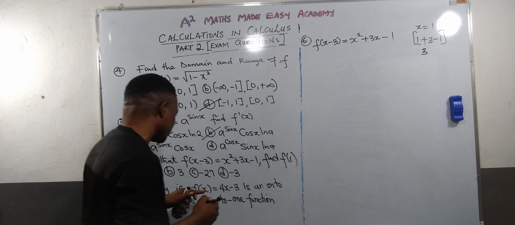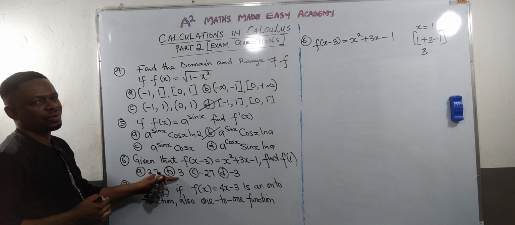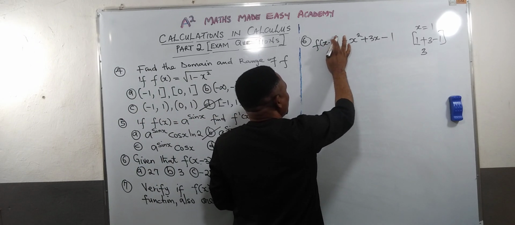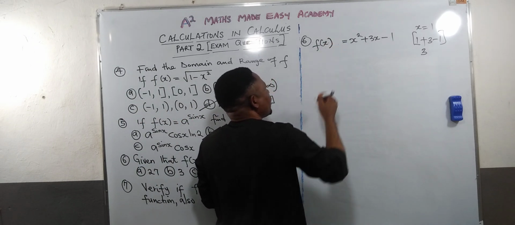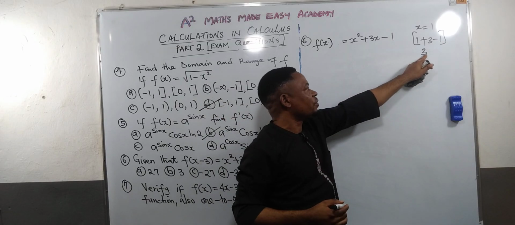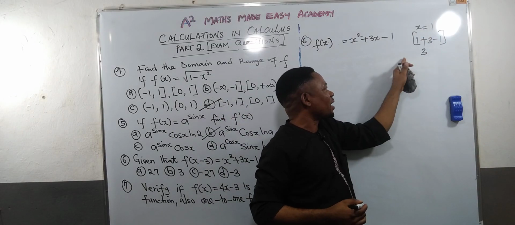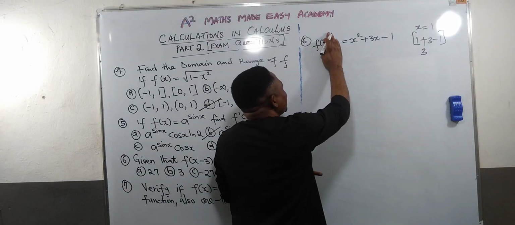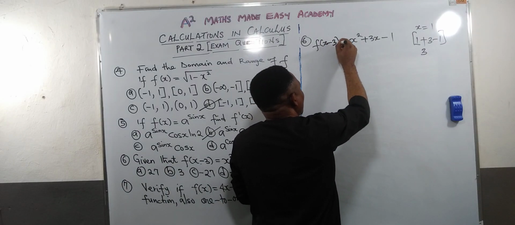Do we have 3 in the option? Yes, but that is wrong. Do you know why? There is minus 3 here. Had the question been exactly f of x like this, I would have concluded that if x is 1, I can substitute, and at the end I will get 3. But here it is minus 3. Are you with me?